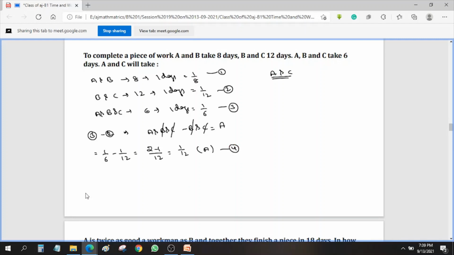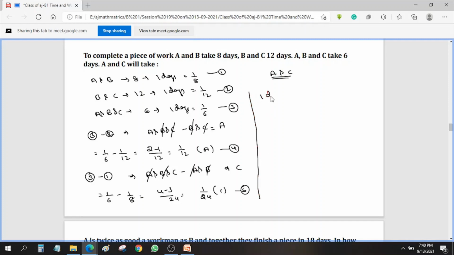Let us consider it as the fourth equation. Now we need to find out C. For that we subtract 3 minus 1. 3 is A, B and C, and 1 is A and B, so A gets cancelled, B gets cancelled, and we are left with C. So 1 by 6 minus 1 by 8 gives 4 minus 3 by 24, which equals 1 by 24. This is C's 1 day's work, equation 5. Now we know A's 1 day's work and C's 1 day's work.